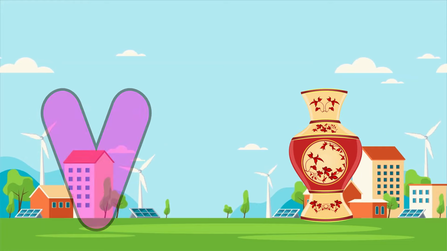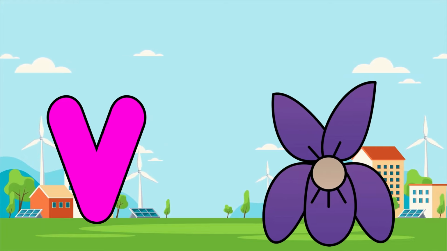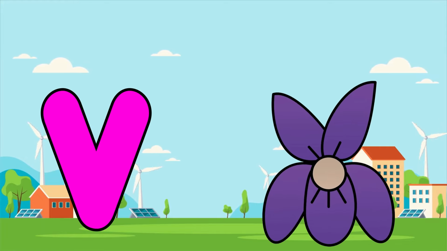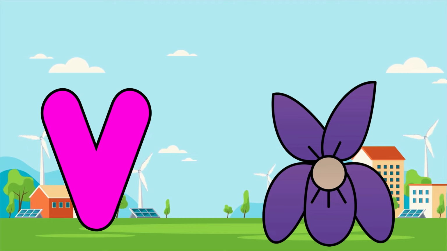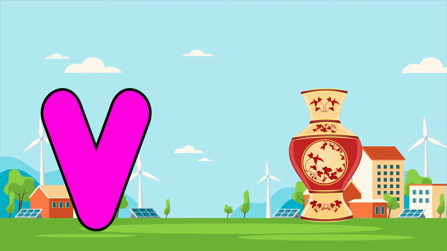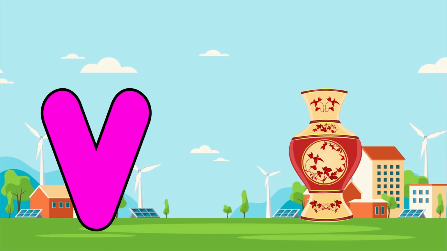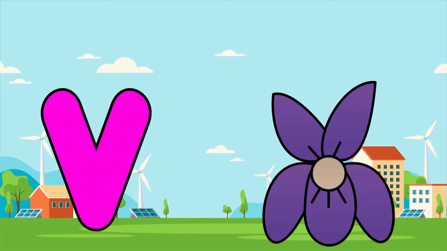v-v-vase. V is for violet, v, v, violet. V is for v, v, v, v, vase. V is for v, v, v, v, violet.